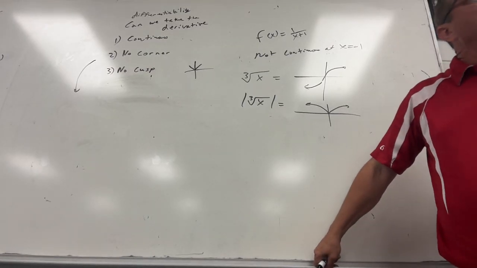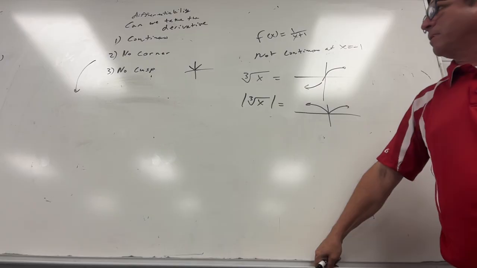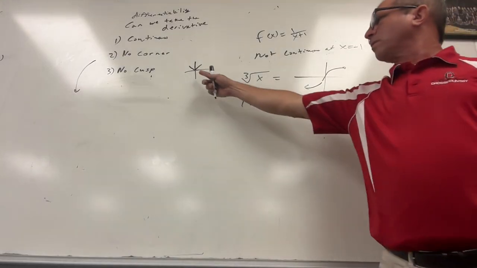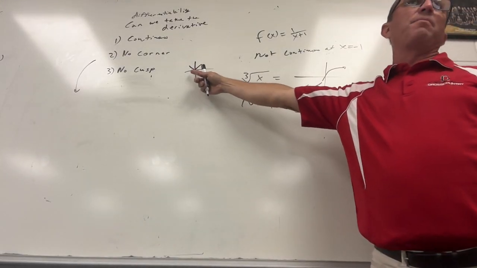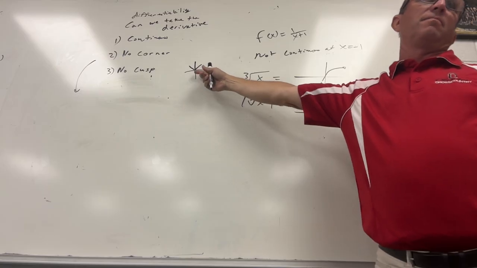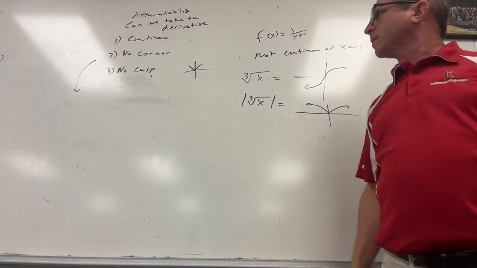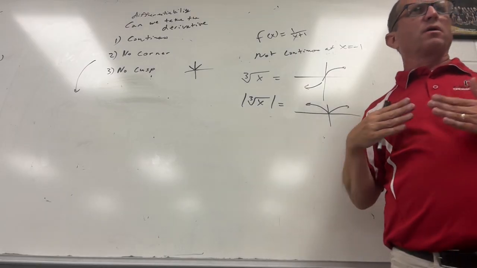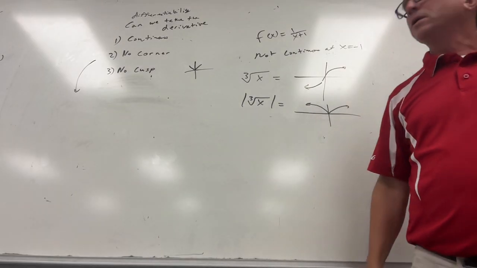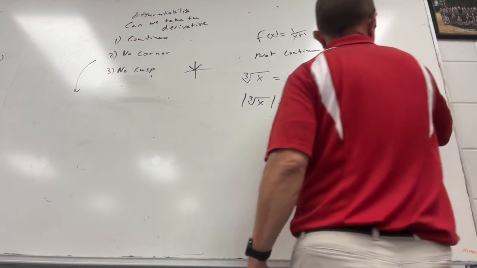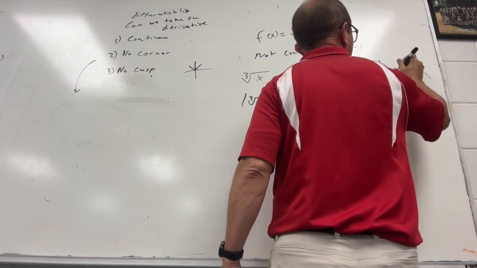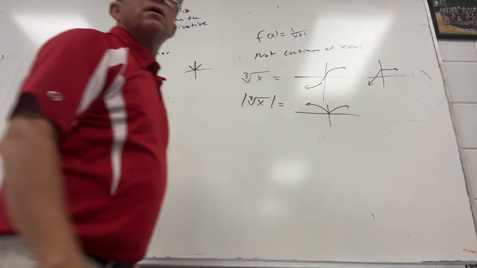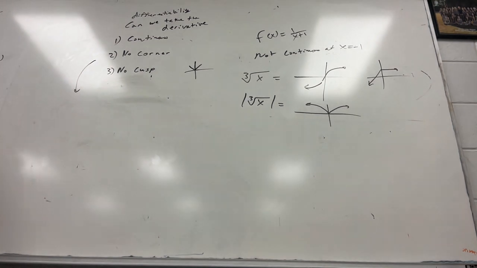And that can also happen in a piecewise function. A corner doesn't have to happen in an absolute value. You can have a corner occur in a piecewise function. You could have a piecewise function that does this right here. You got a corner there. So it doesn't have to be necessarily an absolute value.